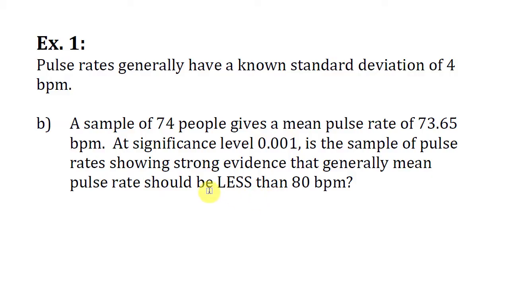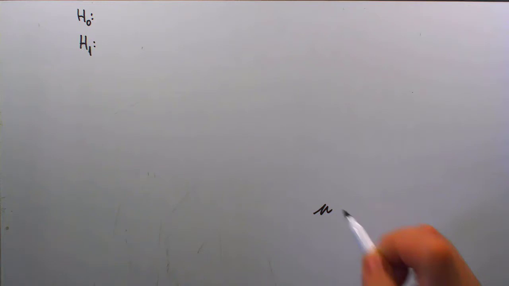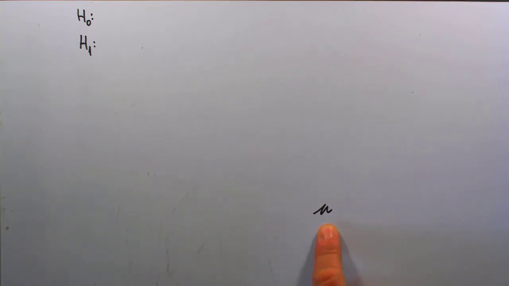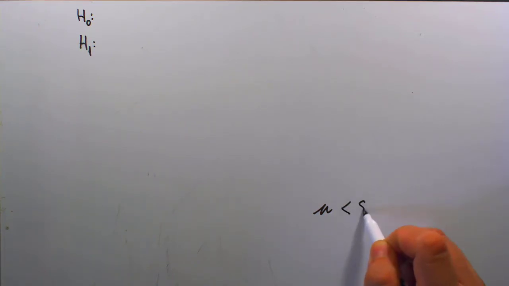Again, into the actual question right here. This time we're looking at a sample of pulse rates showing strong evidence that the mean pulse rate should be less than 80 beats per minute. And mean pulse rate is once again a population mean value. And in this problem we would like to prove that the mean pulse rate is generally less than 80 beats per minute.